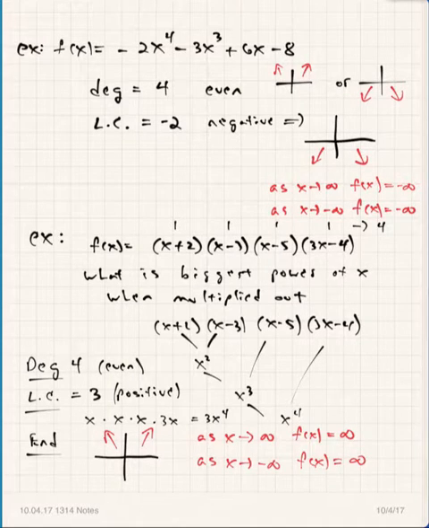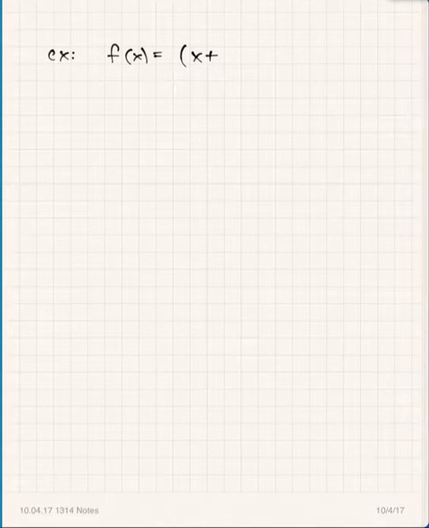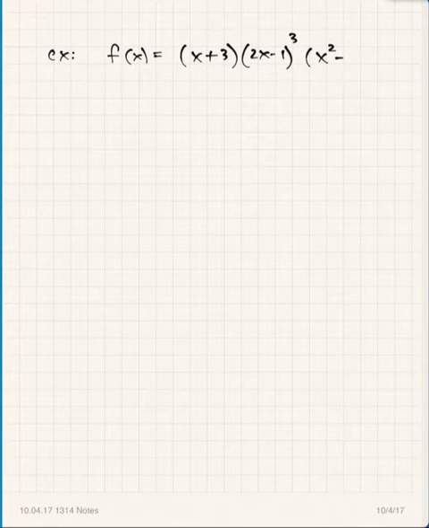All right, so let's look at the next example. Let's say we have f of x is equal to x plus 3 times 2x minus 1 cubed times x squared minus 10. All right, so this is a little bit more complicated as far as finding the degree of this function.